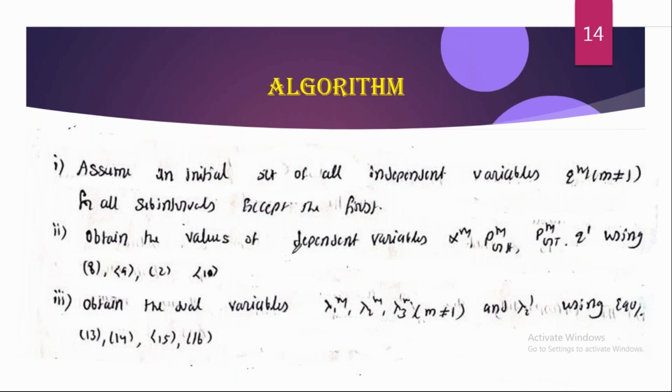Next, obtain the values of the dependent variables, that is the storage, power generation from the hydropower plant, power generation from the thermal power plant, and discharge, by using the 8th, 9th, and 10th equations. Using these three equations, we can calculate these values for m equal to 1, 2, 3, 4, and so on up to the m or t intervals. After finding these values, if you substitute these four into equations 13, 14, 15, you can obtain the three constants, lambda 1, lambda 2, lambda 3.